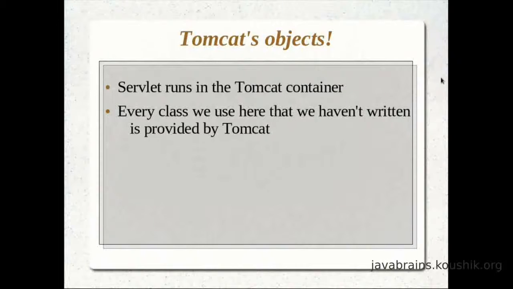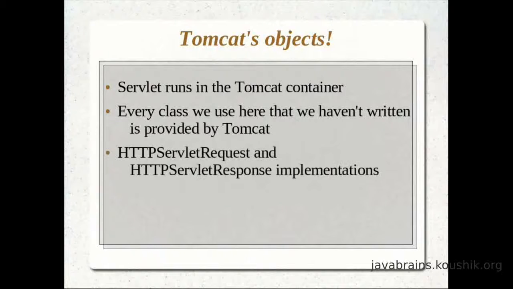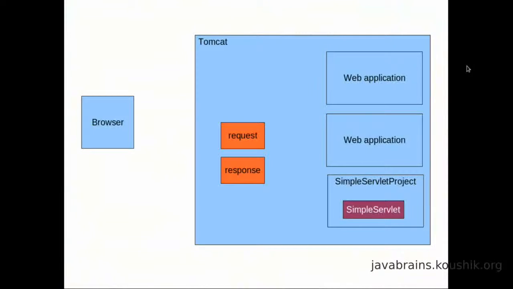So another point to note here is that every class that we use that we have not explicitly written is provided by Tomcat. When I say every, of course, there are a lot of libraries that we use, especially the Java EE libraries. But the classes that we saw earlier, the request and the response, they are actually Tomcat's implementations. So they are the HTTP servlet request and the HTTP servlet response.